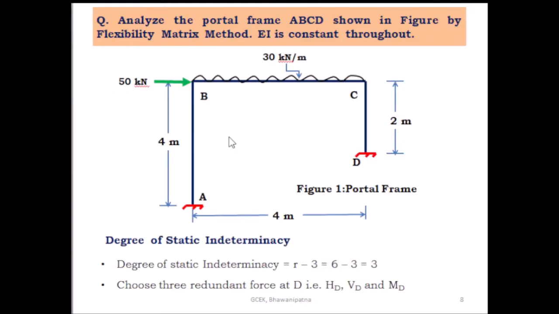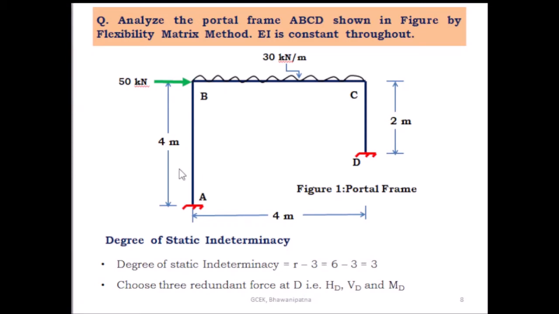Then coming to one problem, here I am going to solve one problem. Analyze the portal frame ABCD in the figure by the flexibility matrix method. EI is constant throughout. This is the portal frame ABCD.